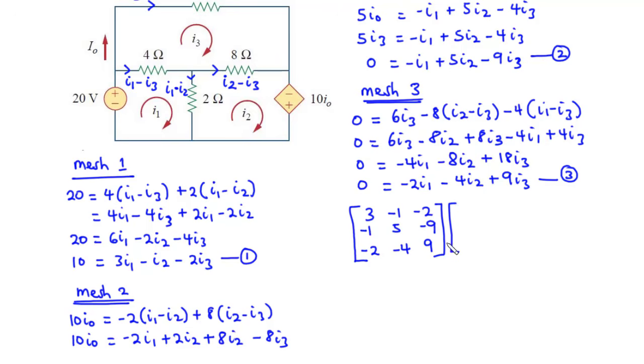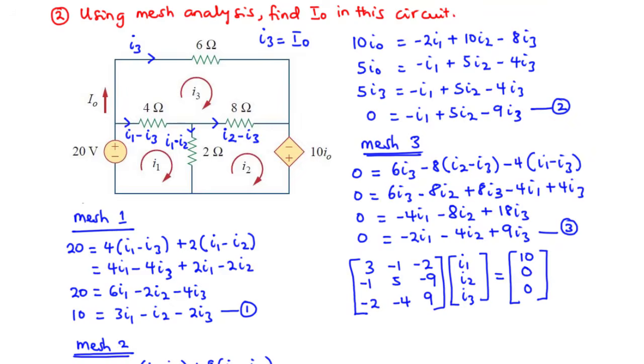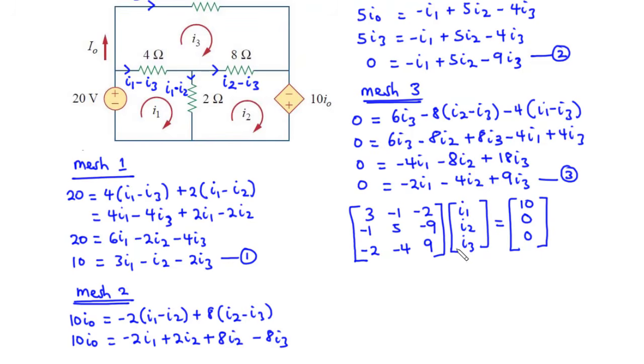And then here we are going to have a column matrix of I1, I2, and then I3. And that will be equal to the constants. So we have 10, 0, and then 0. Now the question asked us to find the value of I0 in the circuit, and then we are able to establish that I3 is equal to I0. So if we find the value of I3, then basically that's going to be the value for I0.